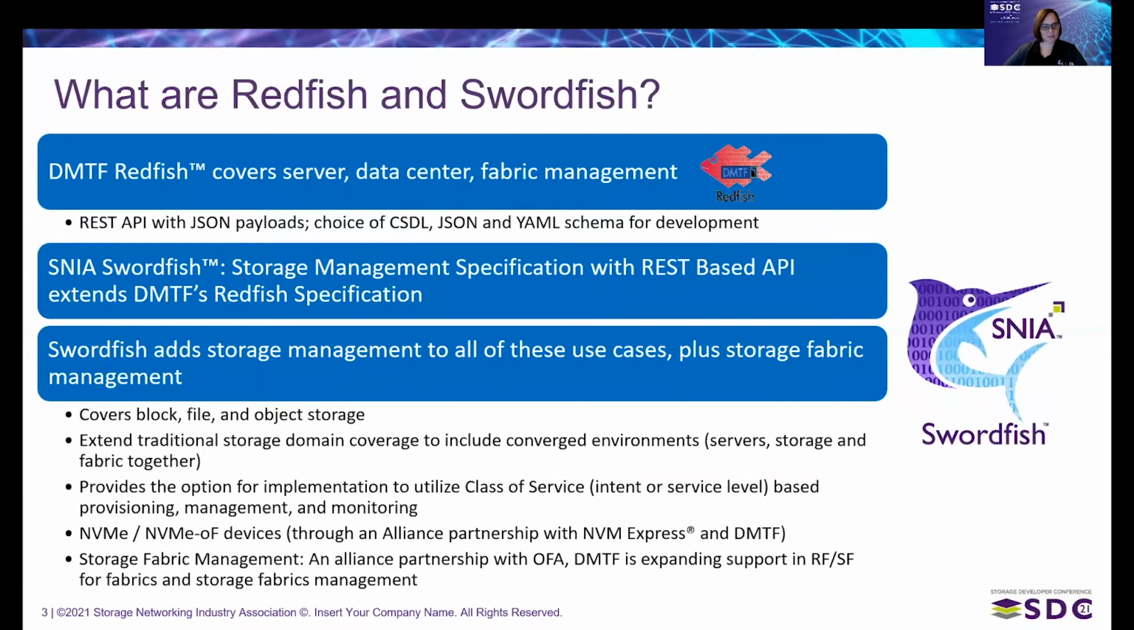First, let's jump a little bit into some background. So what are Redfish and Swordfish, and why are we talking about them? Well, let's start with the basics. DMTF's Redfish specification is a REST-based specification to cover server, data center, and general fabric management. It contains a REST API with JSON payloads, and there's a choice of multiple different kinds of schema based on your development preferences that you can use to work with this. It's from CSDL to JSON to YAML. So then what's Swordfish on top of that?